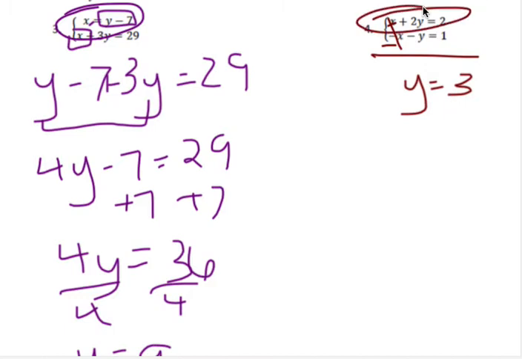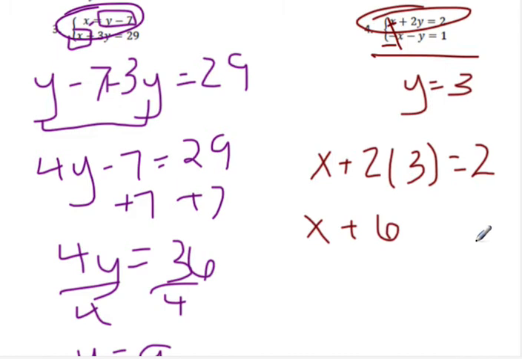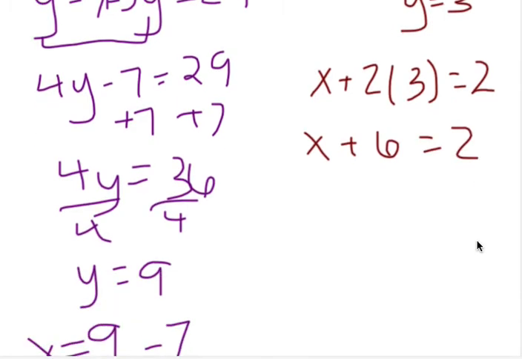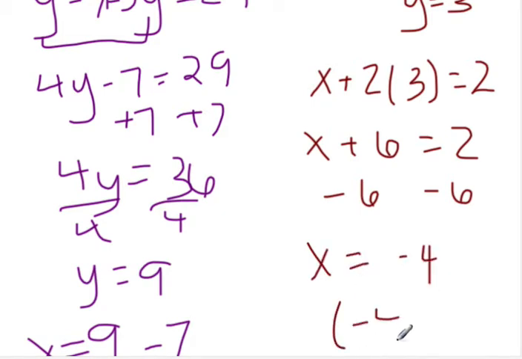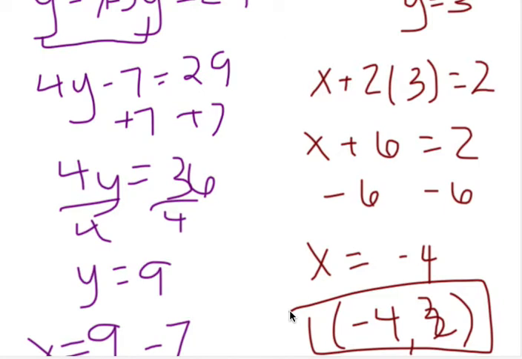So I'm going to go ahead and plug it in for y in the top one. Remember, you can really plug it into whichever one you want. So now I'm going to take y out completely, and I'm going to put 3 in instead. So I get x plus 6 is equal to 2. So now I'm going to go ahead and subtract 6 from both sides. So I get that x is equal to a negative 4. So now I can write that out as a coordinate point. First my x, then my y, which is 3, not 2. So my final answer is negative 4, 3 for number 4.